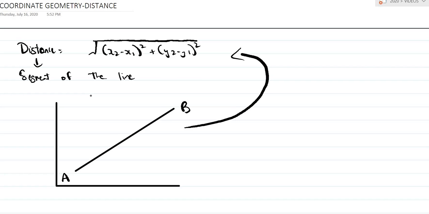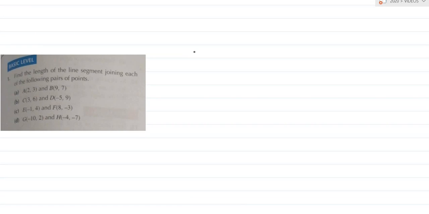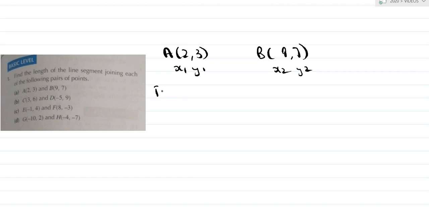Now let's do some practical work. Over here we have 4 questions. Let's begin with part A. Question 1, part A. In A you have 2 coordinates 2, 3, and B you have coordinates 9, 7. Consider this as x1, y1 and consider this as x2, y2. Now apply the formula for distance.